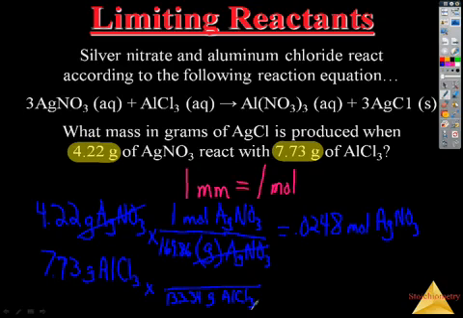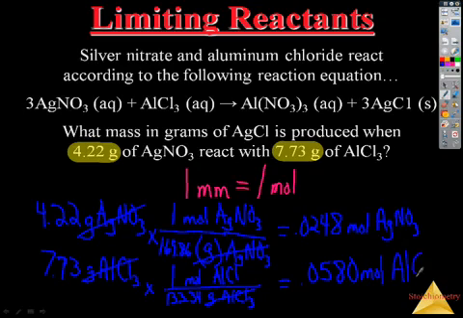133.34 grams of aluminum chloride is equivalent to 1 mole of aluminum chloride. And the grams of aluminum chloride cancel, and we end up with 7.73 divided by 133.34, and that gives us 0.0580 moles of aluminum chloride.